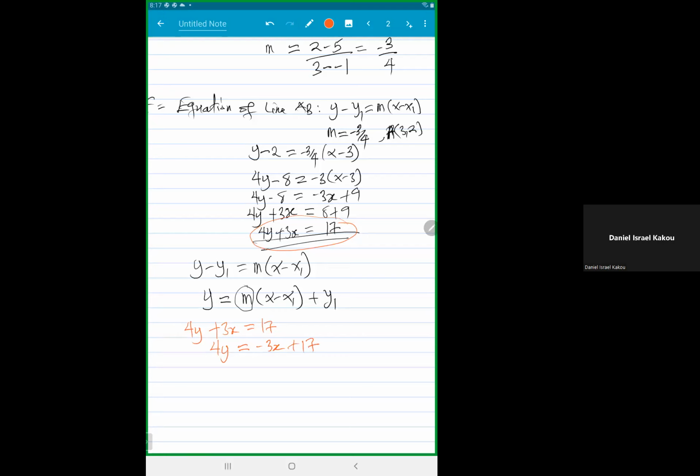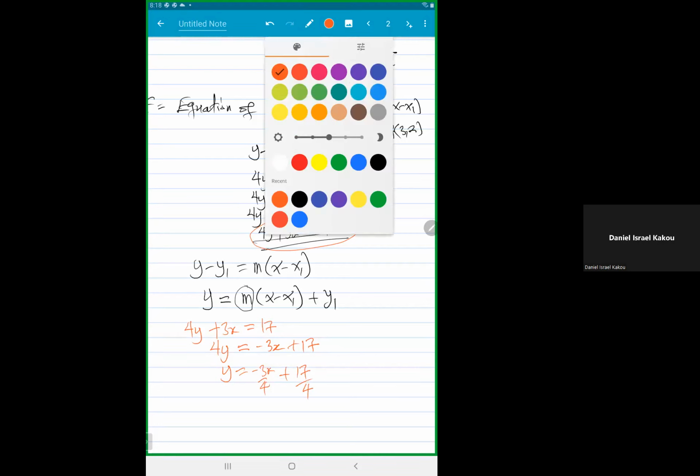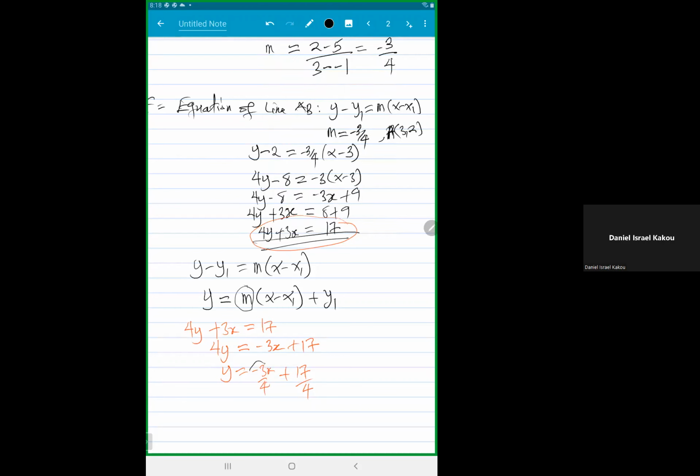So I make x cross the equal sign, and finally I divide through by 4. So I will have y equal to minus 3x over 4 plus 17 over 4 actually. So this term in black becomes our gradient. And that was exactly what we had when we were solving the gradient. So you have to also notice this. Sometimes it comes in handy when you're solving some questions about it.